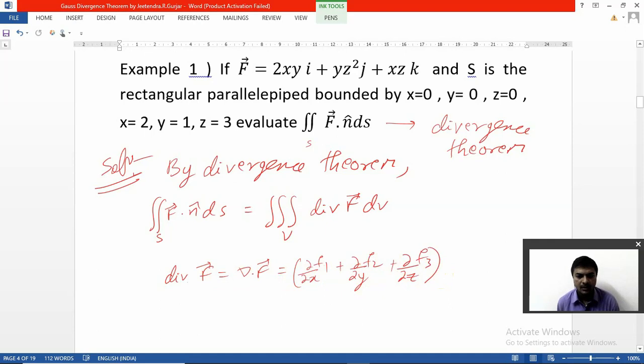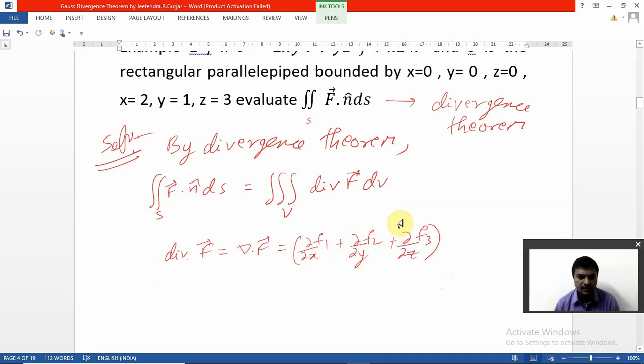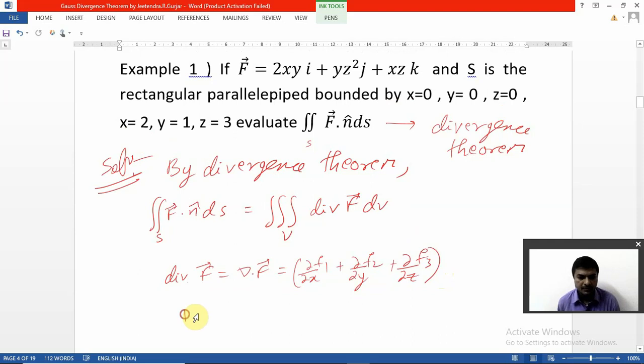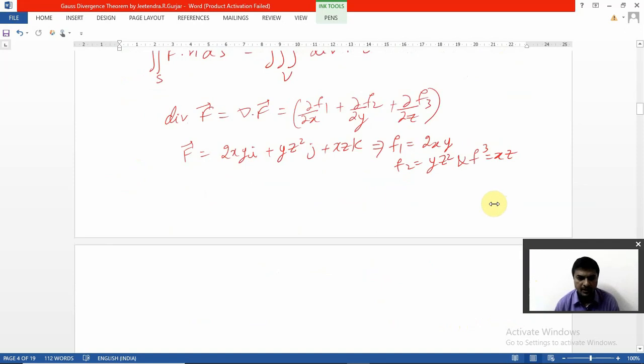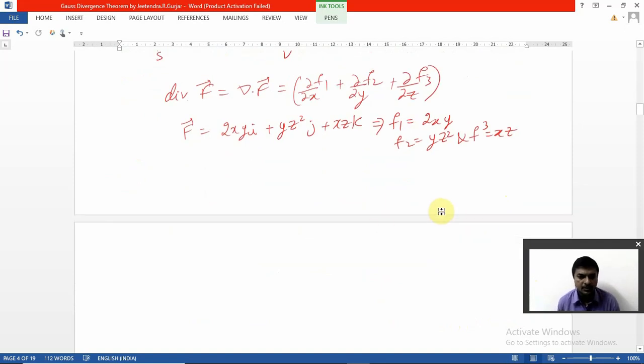Is it clear, students? Now in the question they have clearly given that f bar is equal to 2xy i plus yz² j plus xz k. So that implies f1 is equal to 2xy, f2 is equal to yz², and f3 is equal to xz. So I'll substitute these values in this. Okay, so let me substitute, students.